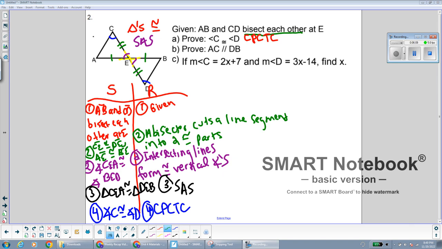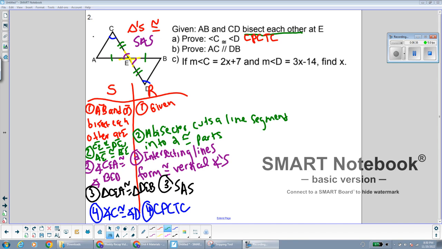Okay, now my proof is updated to include the segments that were created by the bisector. So that's CE congruent to DE and AE congruent to BE. And my reason for that is a bisector cuts a line segment into two congruent parts. Notice how my reason for my vertical angles is a complete reason. I didn't just write vertical angles. Intersecting lines form congruent vertical angles.